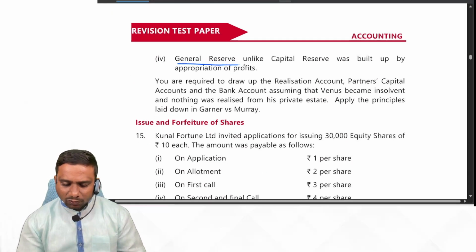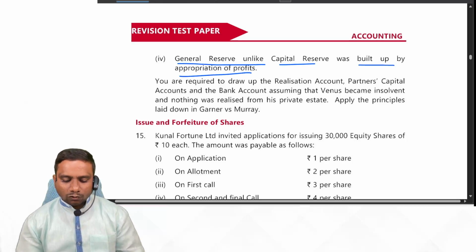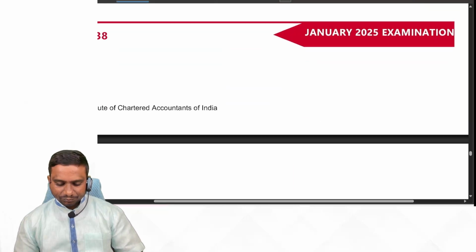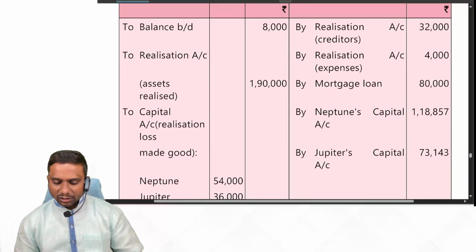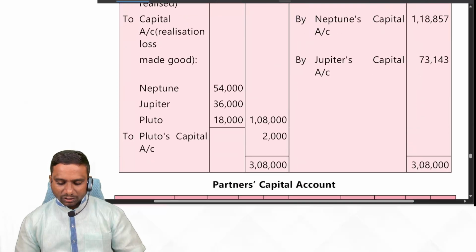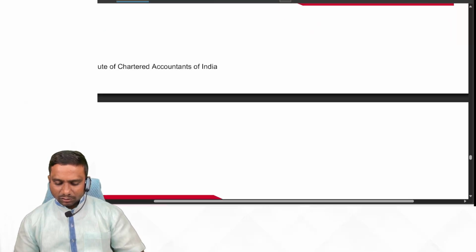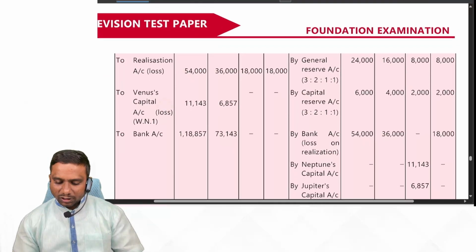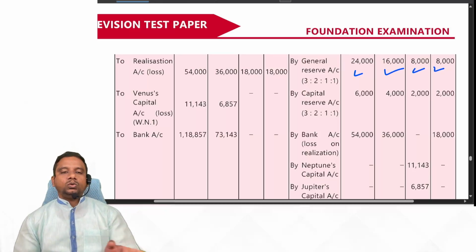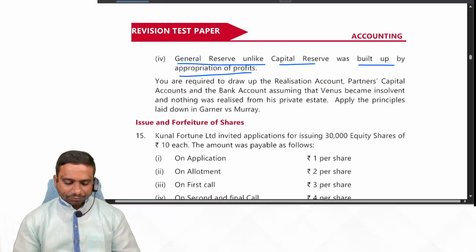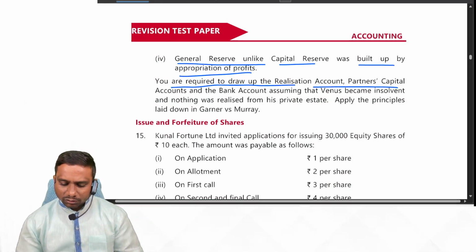They have said general reserve, unlike capital reserve, was built up by appropriation of profits. To transfer these balances to the partners' capital accounts, get the partners' opening balances. Next, closing balance, general reserve and capital reserve. General reserve is shared in the ratio 3:2:1:1, sorry, 3:2:1:1. Capital reserve also 3:2:1:1. That's it. You are required to draw up the realization account, partners' capital accounts, and bank account, assuming that Venus became insolvent and nothing was realized from his private assets.